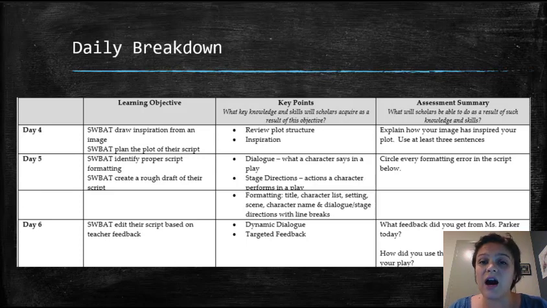Then I make them have that rough draft complete by the time they come back to me, so that even if they're not quite done, they can give it to a partner. They can do some edits. They can get some feedback from another scholar and from me. I have a worksheet called Dynamic Dialogue that I got from Theater Folk that I have them read on that day as well, to make sure as they're going through and editing, they're making their language as good as possible.